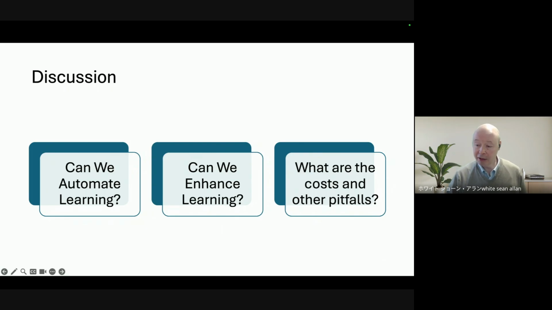Let's see. So can we automate learning? Can we enhance learning using AI technology? And of course, how? What might be the costs and pitfalls or problems? And then finally, your own experiences using AI now for learning in general, language learning perhaps in particular. And what has your experience been with that?